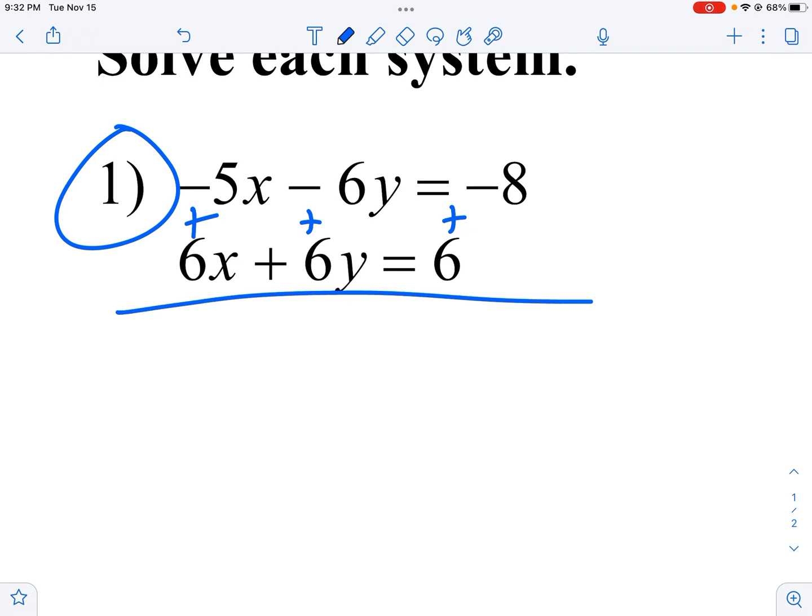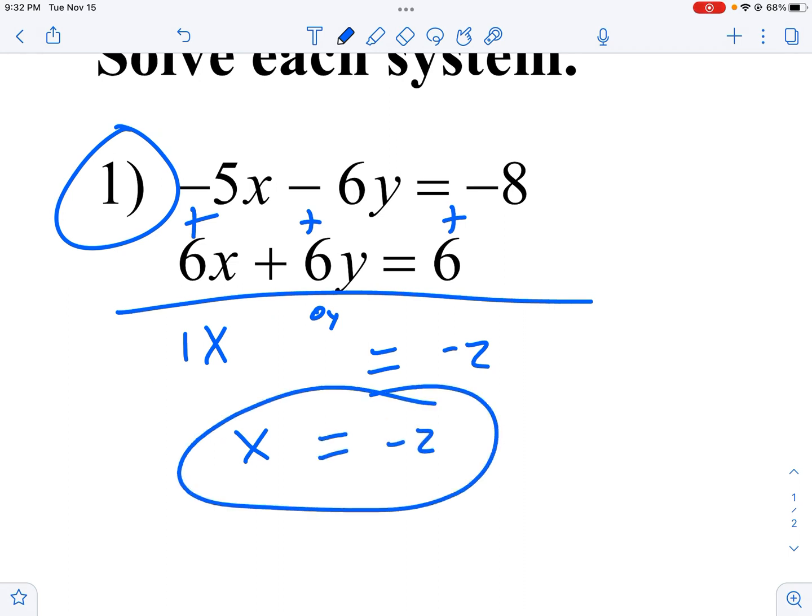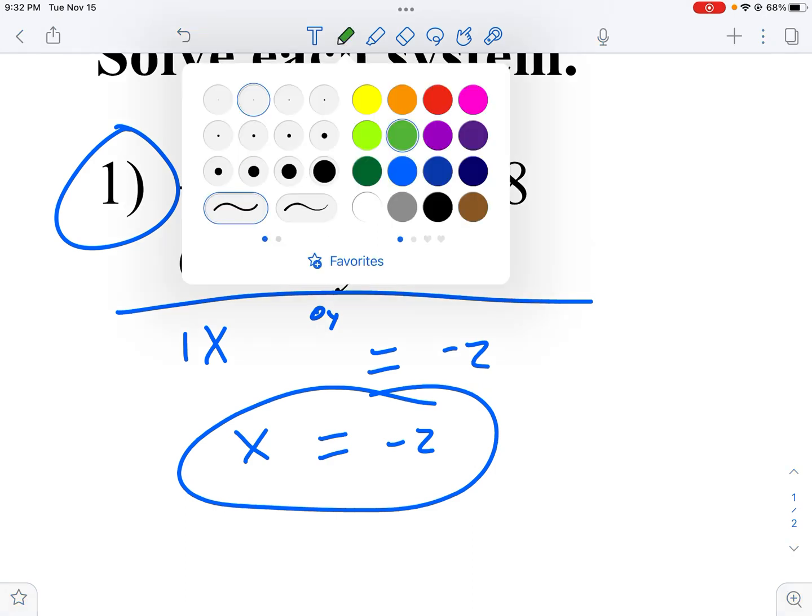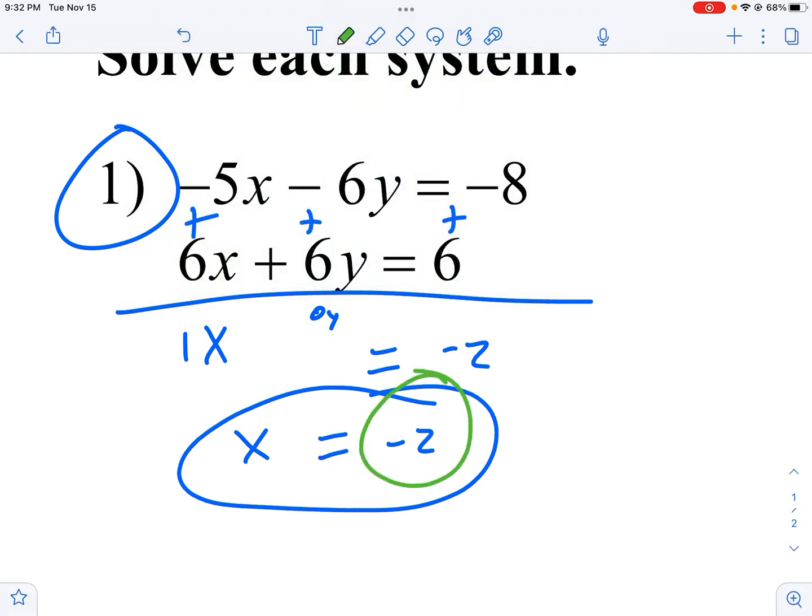Negative 5 plus 6 is 1, so I can just write x here, or 1x. The y's disappear, you get 0y. And then we get negative 2. Well, 1 times x is just x, so we got that x is negative 2, and we've already solved half of our problem. We need to now find out the y value that goes with it, so you're going to take negative 2 and plug it into either of those equations. It doesn't matter which one.